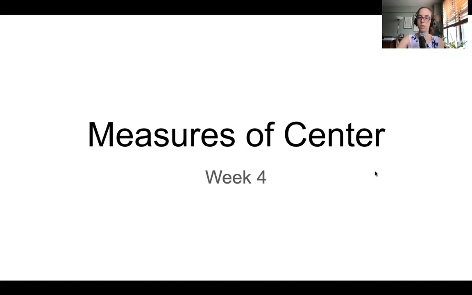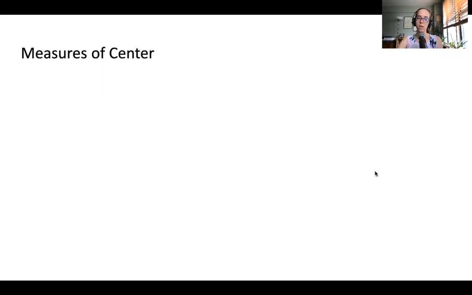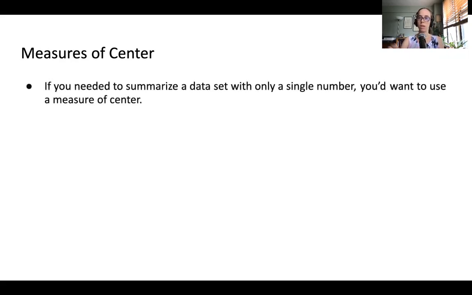So let's suppose that you have a data set and you get one number with which to describe that data set. If you only get to pick a single number to summarize or describe the data set, you're going to want to use a measure of center. You're going to want to tell people where the center of that data is.